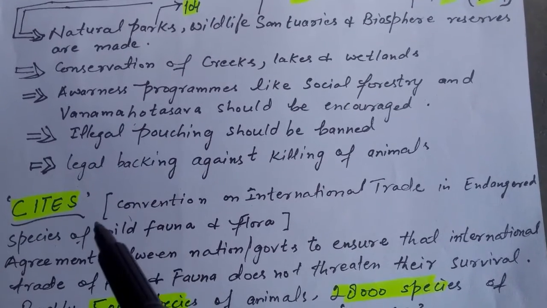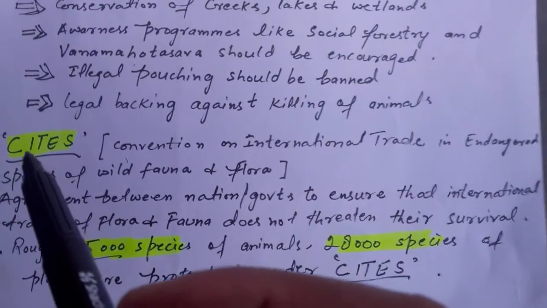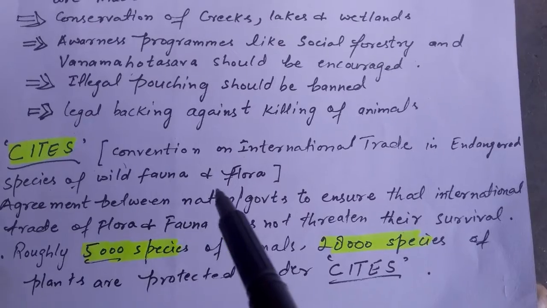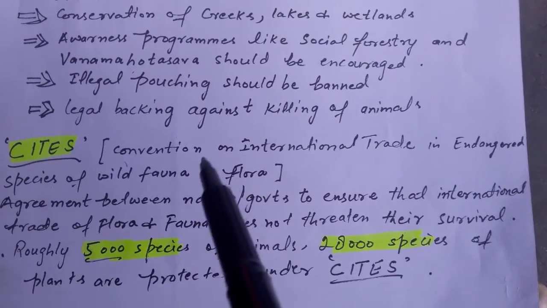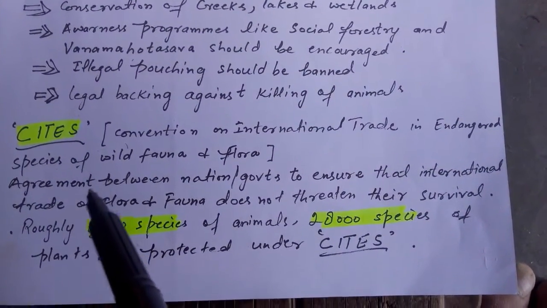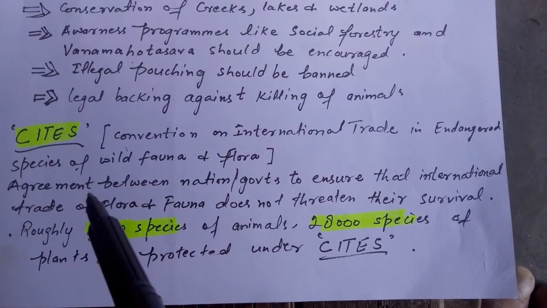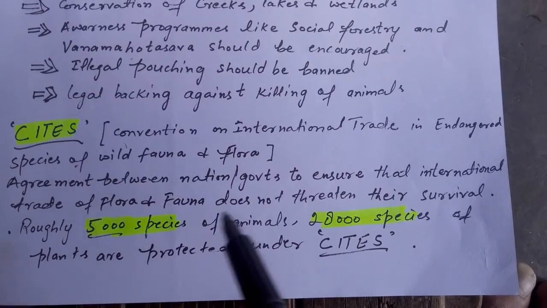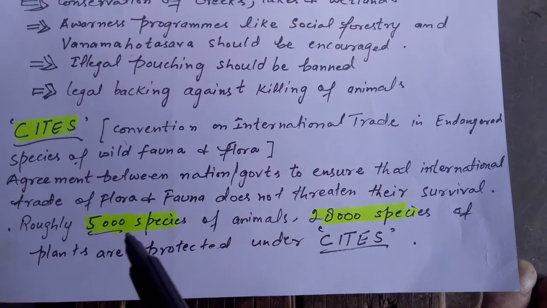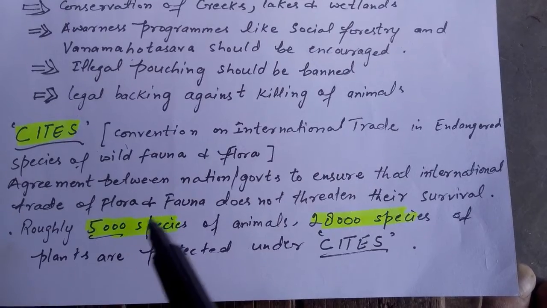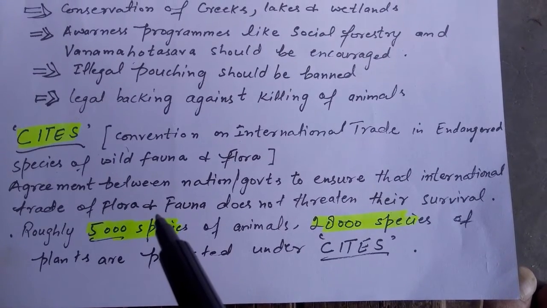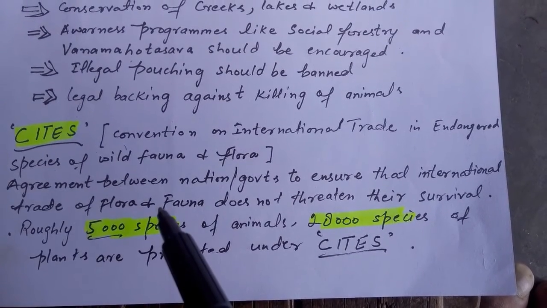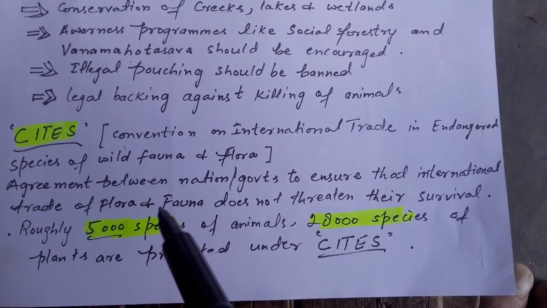There is one organization, CITES. The full form of CITES is Convention on International Trade in Endangered Species of Wild Flora and Fauna. It is an agreement between nations and governments to ensure that international trade of flora and fauna does not threaten their survival. It is the basic fundamental right of every vegetation and every wildlife to live freely for their survival.